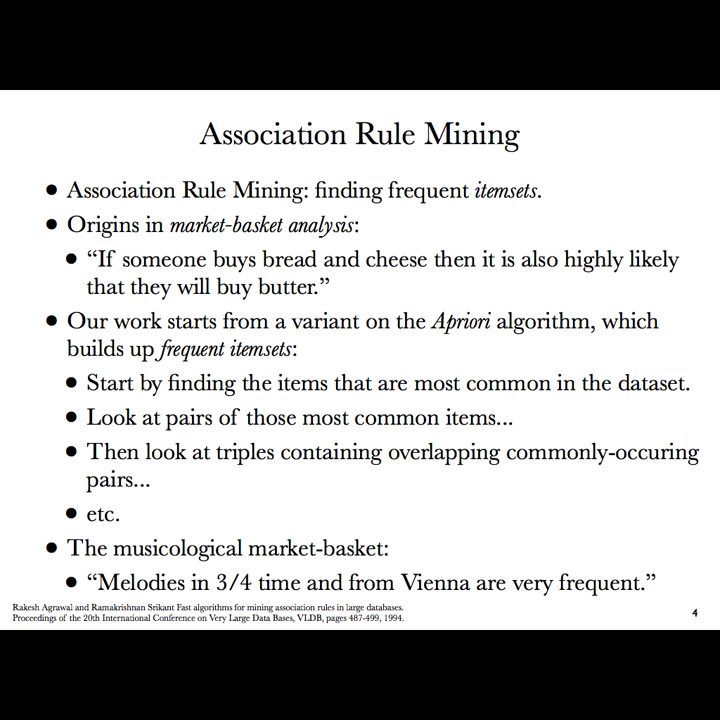So people have developed algorithms, and what we've done is have a variant on the Apriori algorithm, which builds up these so-called frequent item sets. It starts by finding the most common items, then the most common pairs, then triples that are based on those pairs, and so on. In the end, what we're interested in is what we might think of as the musicological market basket. We want things that are commonly found together, features of melodies, as I said, in terms of content, location, genre, and so on.